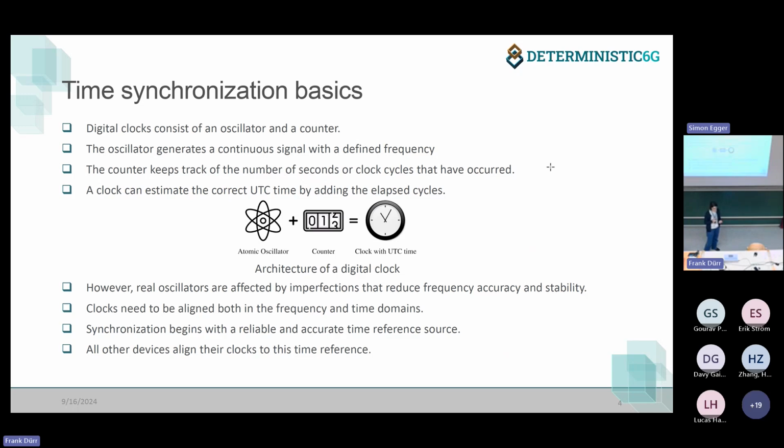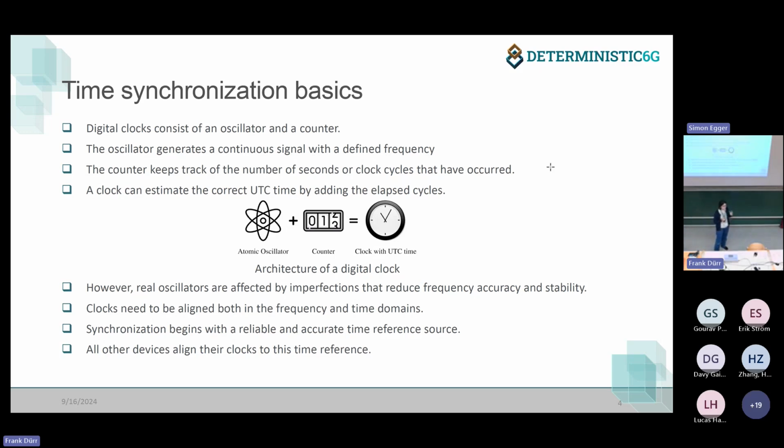If you look at real oscillators, they are not really perfect. They encounter certain imperfections that affect the frequency accuracy and stability. Imperfections can be temperature gradients, vibrations, or oscillator aging that can reduce the precision of a clock. Hence, it is required to regularly synchronize to have the required accuracy. A clock needs to be aligned both in the frequency and time domain. Here, the frequency domain means that we are trying to align the clock offset and oscillator frequency, and the time domain means that we are continuously distributing the time reference.